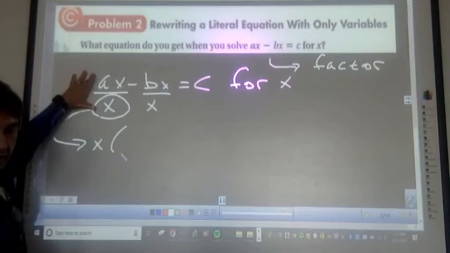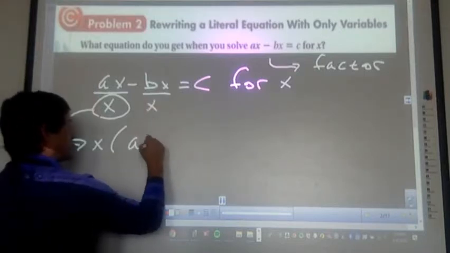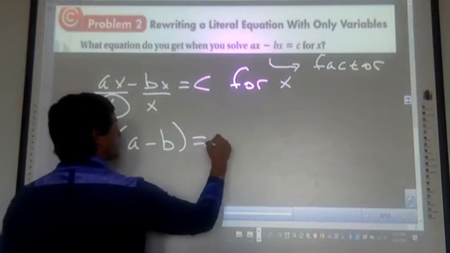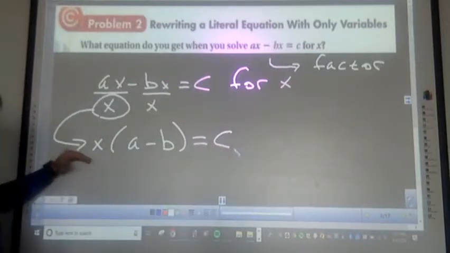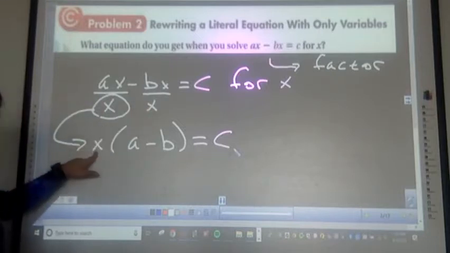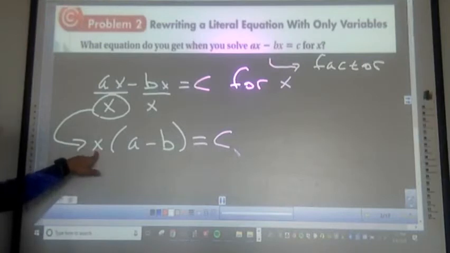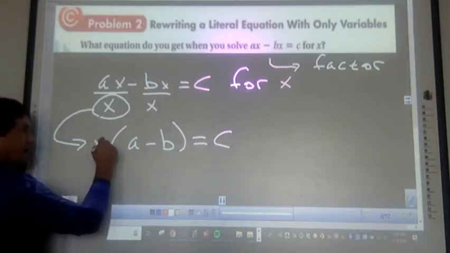What's left in this first fraction, or what cancels? Go for it, Volpe. A and B, so it'd be A minus B. A minus B. See, so we went from 2x's to 1 here. We did that by factoring the x out of both of these first two terms, and that gets us to 1x.